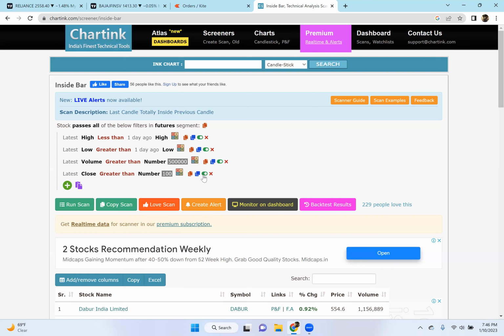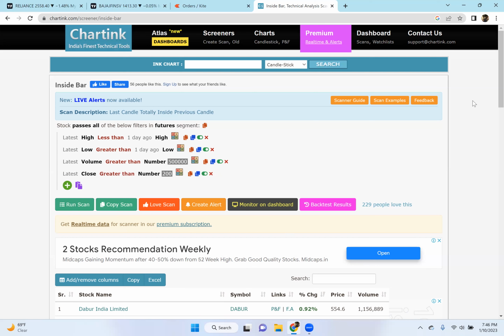But if you want to omit this, you can do this and you can run your scan, right? Whatever condition you want to remove, you can just do this, or you can enable or disable that particular condition. So if I'm okay to look at something which is trading at less than 100 rupees, I will do this. Or if you want to edit it, say I will buy something which is above 200 rupees, I can just change it to 200 rupees, copy the scan, and run the scan.